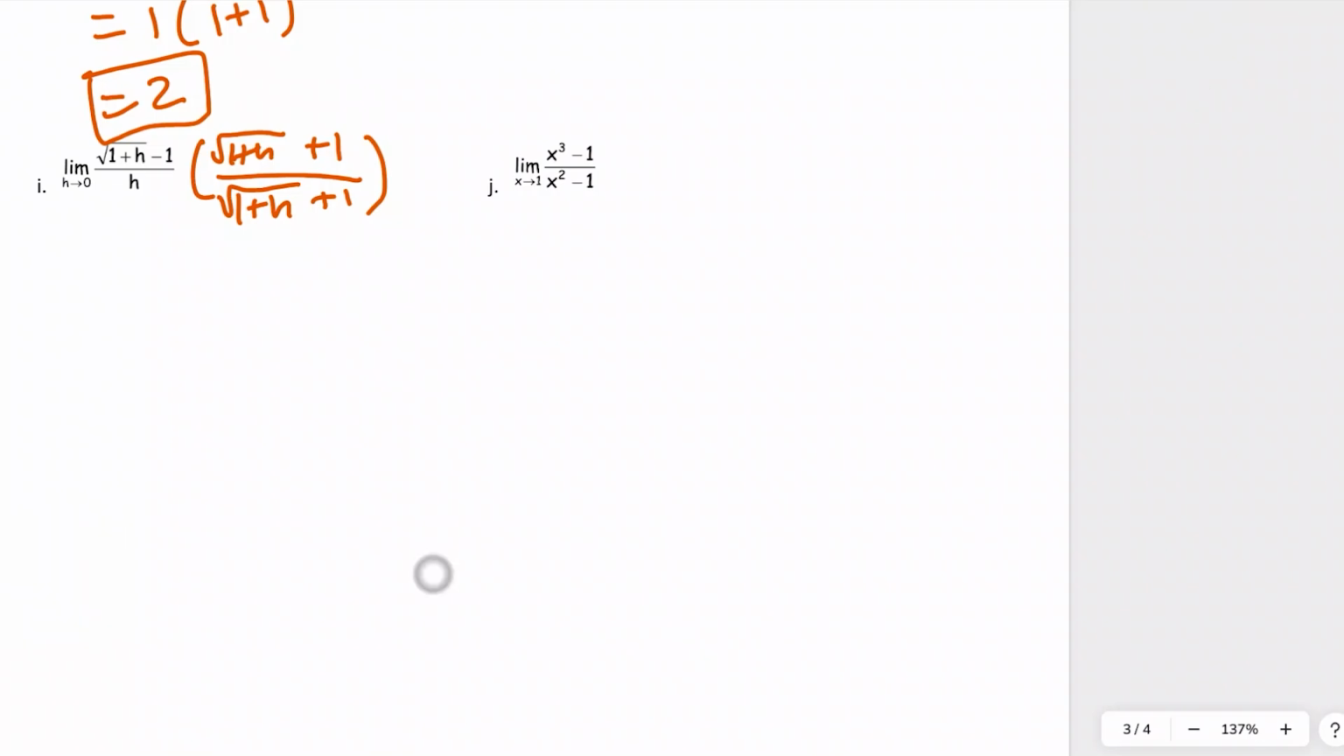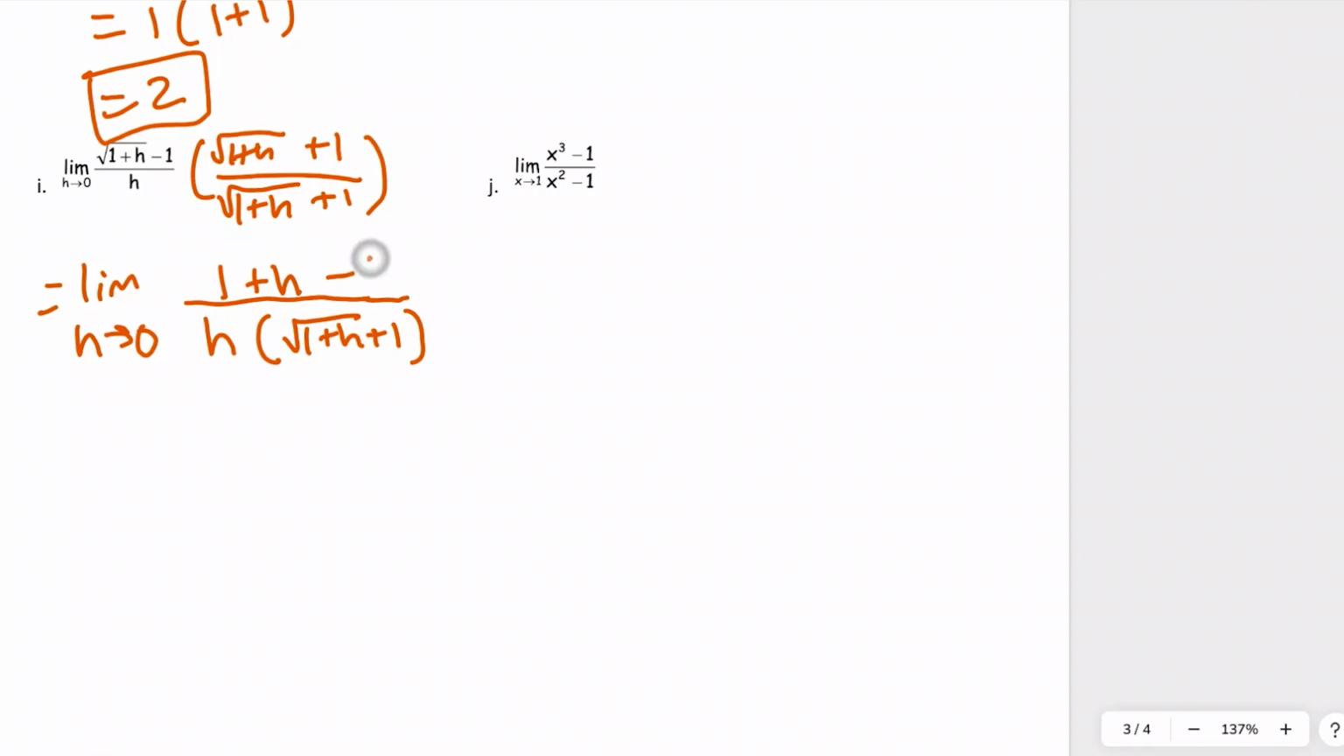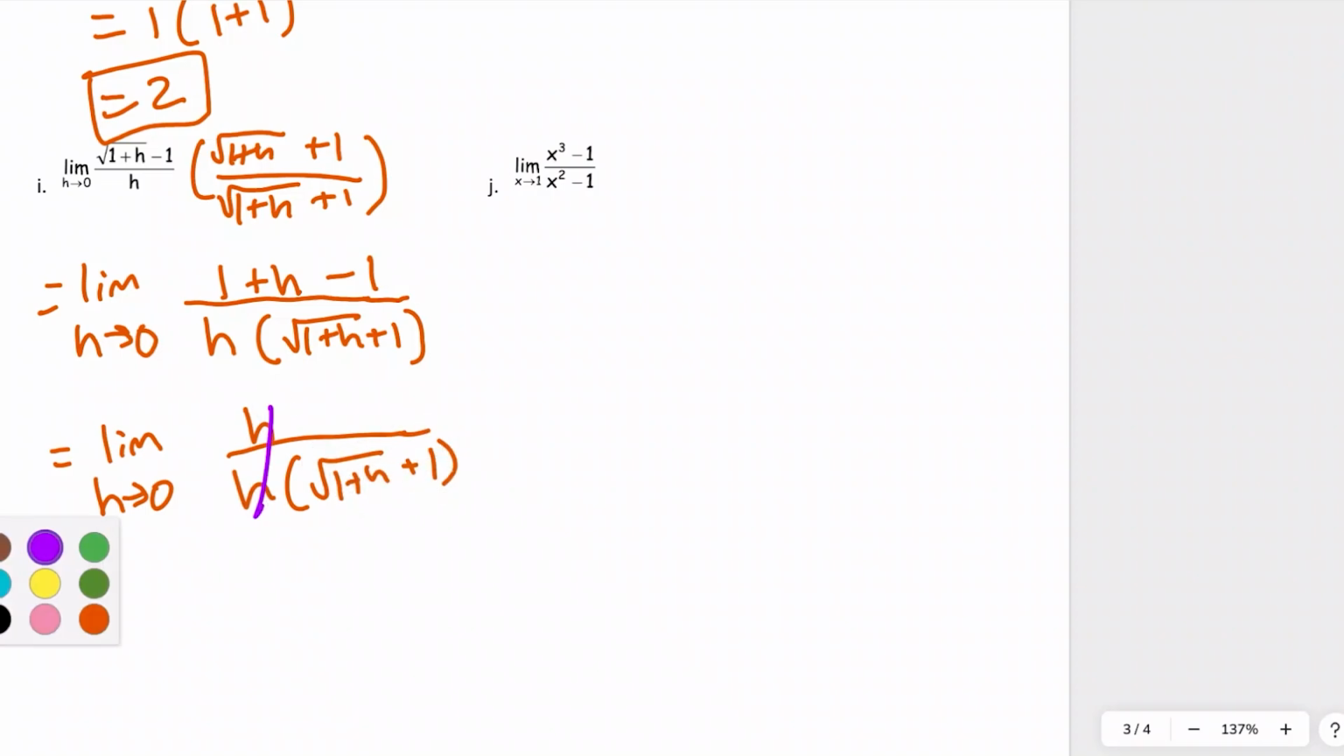So I'm going to go ahead and multiply that out. We get the limit as h approaches 0. The denominator I'm going to leave in factored form. And then the numerator is going to become 1 plus h, and then 1 times 1 is just 1, so minus 1. So this will equal the limit as h approaches 0 of the 1 minus 1 is just 0. So h over h times the square root of 1 plus h plus 1. I can get those h's to reduce to 1.